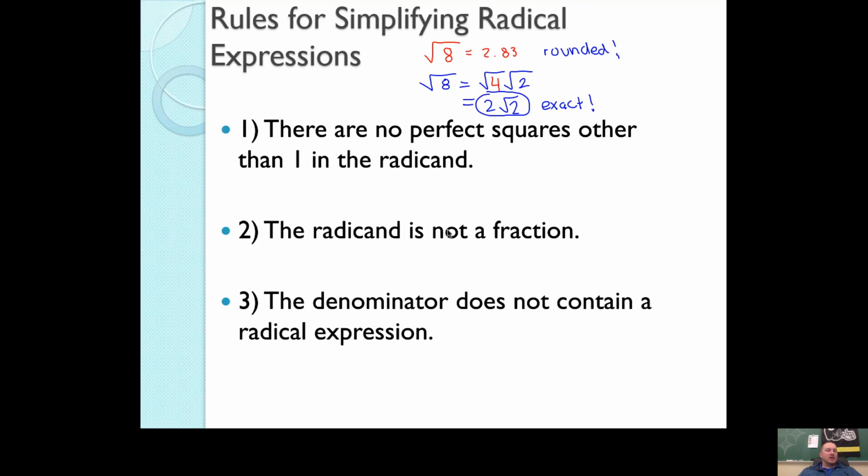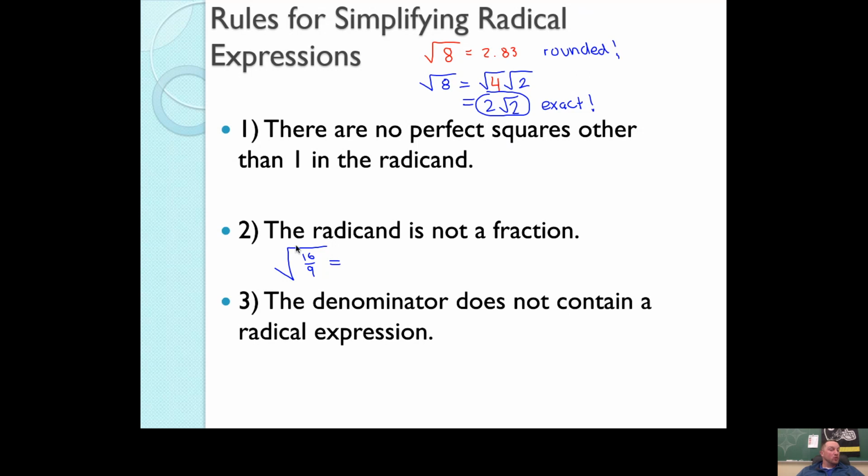Rule number 2: the radicand cannot be a fraction. So for example, I'm just making this up right now. Not doing a great job of it. 16/9 is your radicand. You're not allowed to leave it like that. You have to simplify it.